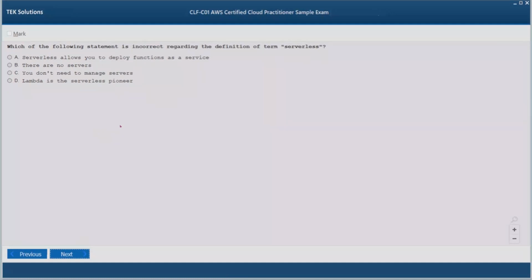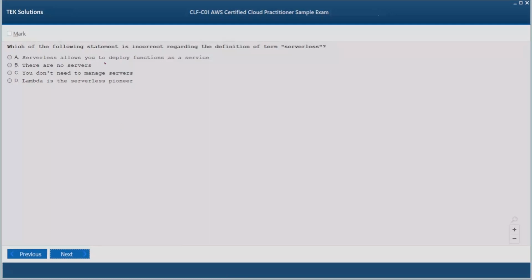Which of the following statements is incorrect regarding the definition of the term serverless? A, serverless allows you to deploy functions as a service. B, there are no servers. C, you don't need to manage servers. And D, Lambda is the serverless pioneer. Read the question carefully. Which of the following statements is incorrect regarding the definition of serverless?